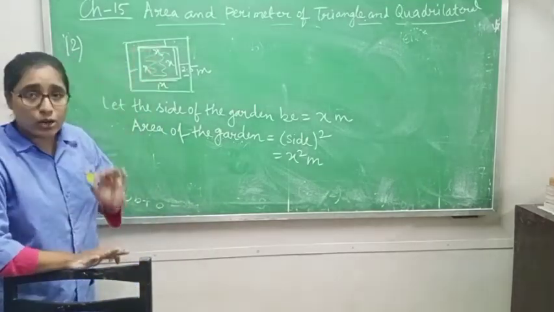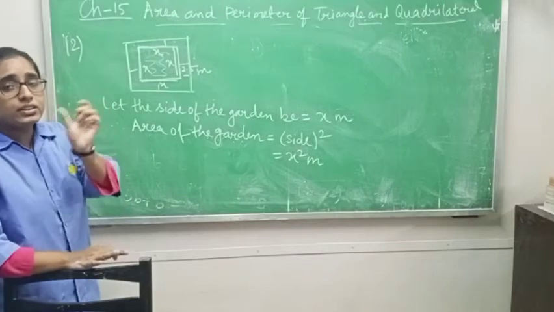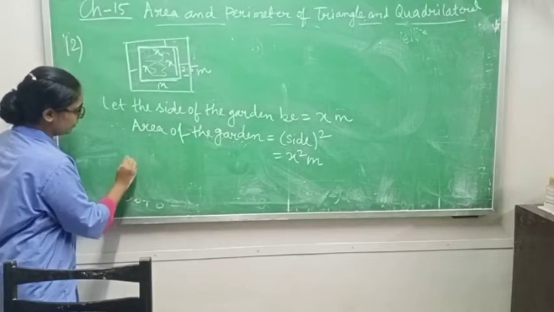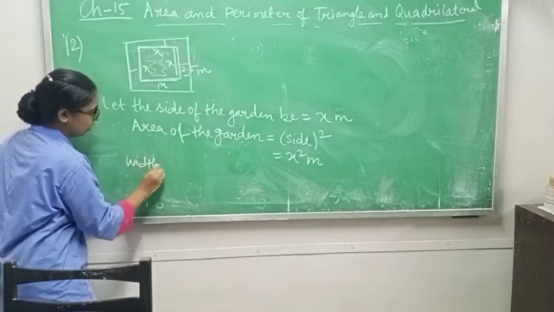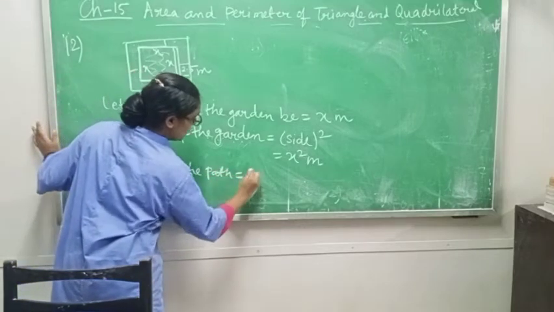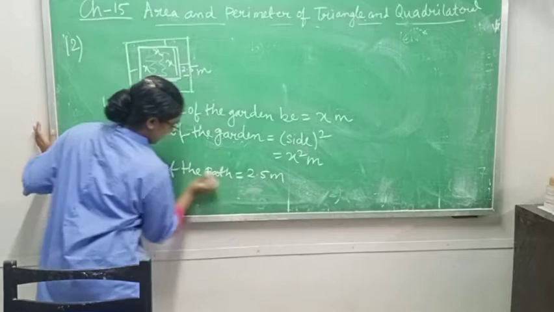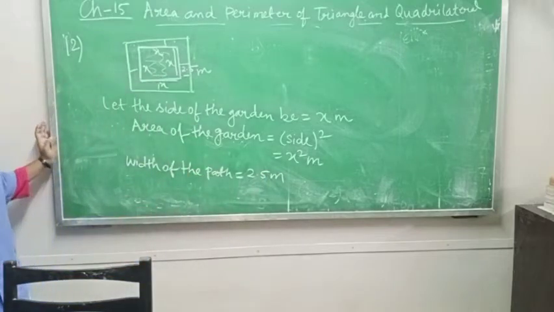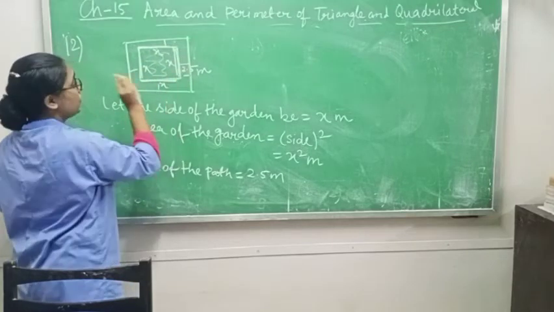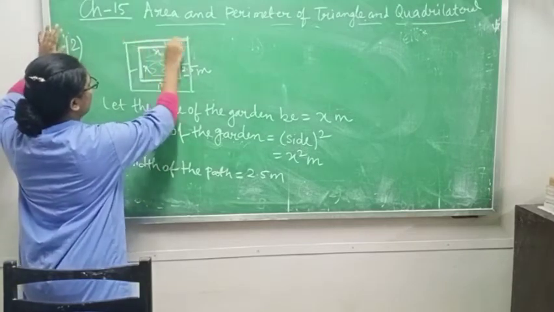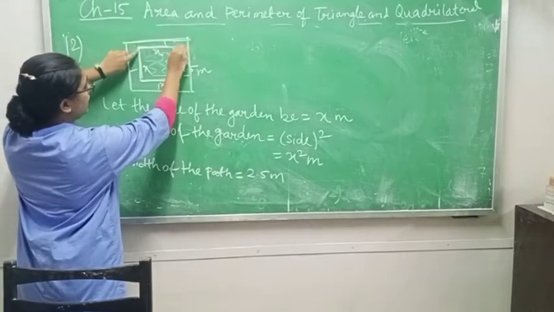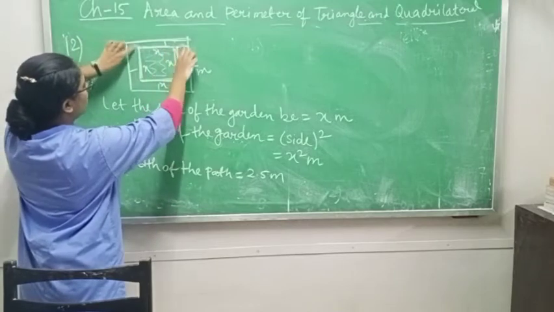Now this garden is surrounded by a path, and the path width is 2.5 meter. So what we will write? Width of the path equals 2.5 meter. Now, this one is x, this one is x, this one is x, this one is x. If I have to find the length of the garden with path, up to here this one is x, but here and here it is extra because the path is there.